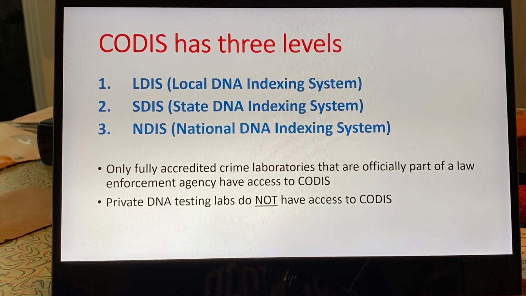So CODIS has 3 levels in its system, and they are referred to by the acronyms LDIS, SDIS, and NDIS. So it's basically, you have a local DNA database, then you have one at the state level for all 50 states, and then you have one for the United States as a whole. Okay. Also want to mention that private DNA testing labs, though they may be accredited, do not have access to CODIS. So it's only fully accredited crime labs that are officially part of a law enforcement agency.